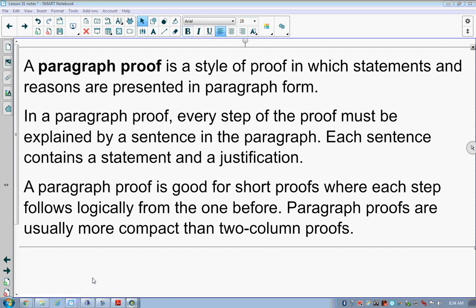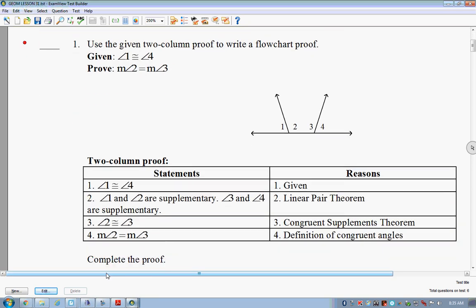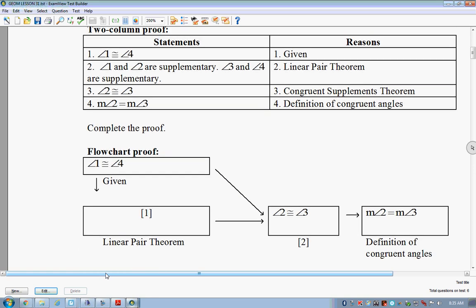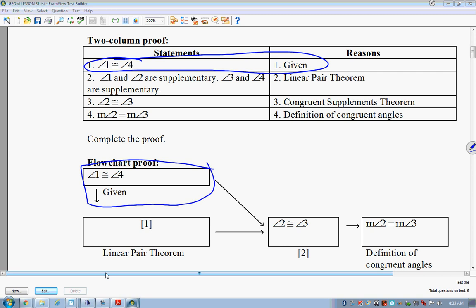All right, so let's take a look at some of these things. Let's see how we do. We've got just a few minutes here. So it says use the given two-column proof to write a flowchart proof. You'll notice that here's the two-column proof here. Here's the flow chart down here. Okay, so all this is okay, so we see angle 1 is congruent to angle 4, given. All right, and then we see that information shown there, right? So do we get how we could take a two-column proof and simply plug in?